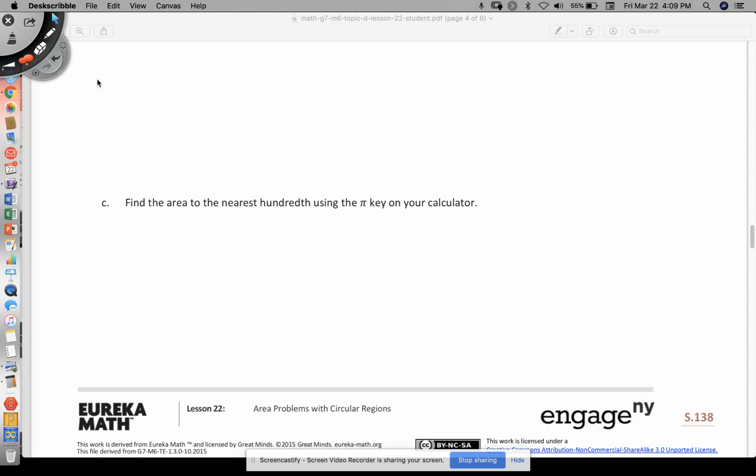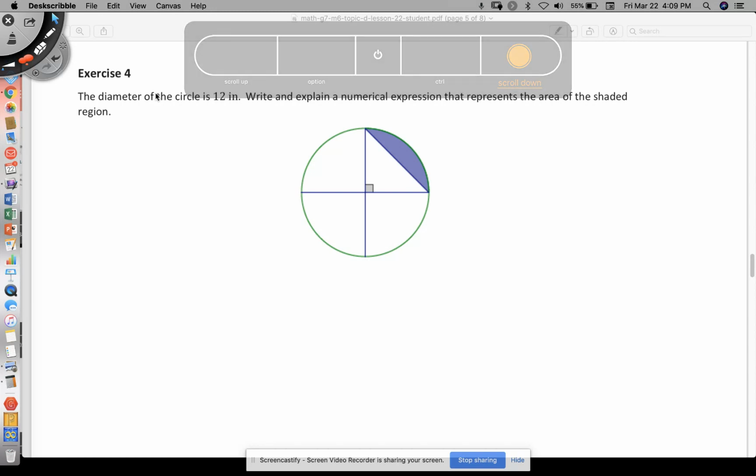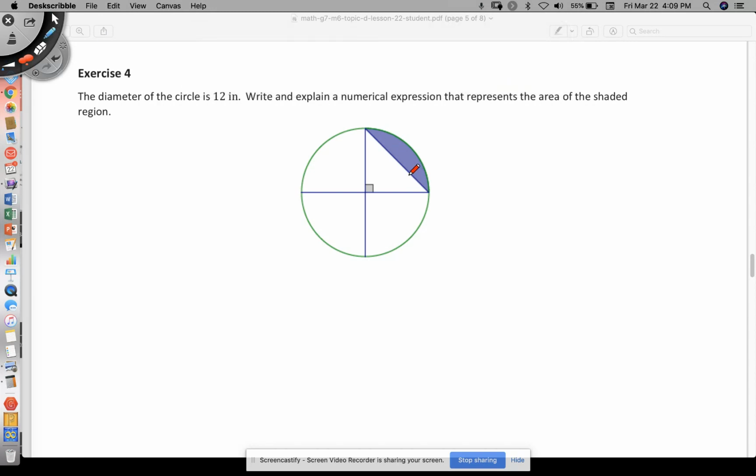Then on to the next page, you have this here. And again, you're finding the area of the shaded region. This one has a diameter of 12. So you need to cut that in half, 6 and 6. And then find out what this little section here would be, the amount of the shaded area. So those I will be grading, which ends this video tutorial.